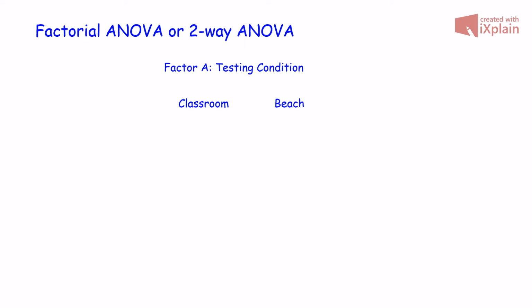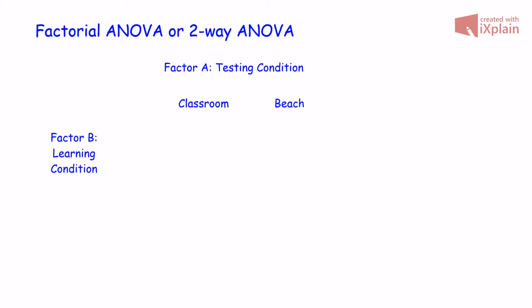So in this case, we have factor A, or the first independent variable, which is the testing condition. And then we have two levels of testing condition, which is classroom or beach. So what that means is we have some people who are going to be tested on material that they previously learned in an actual classroom, and other people who are going to be tested on material that they previously learned on a beach.